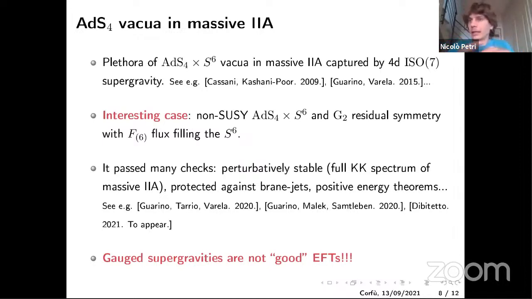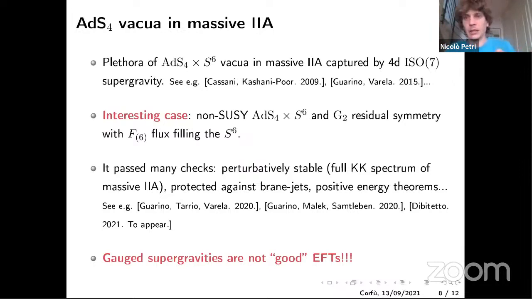Within this theory, a considerable number of various AdS vacua and more complicated solutions have been worked out in the last years. And in particular, there is an example that is an AdS4 vacuum with a 6-sphere as an internal space, of course, and a G2 residual symmetry, that is very mysterious because basically it passed many tests. It is a fully non-supersymmetric vacuum that has been shown to be perturbatively stable within the context of the truncation in the ISO(7) supergravity.